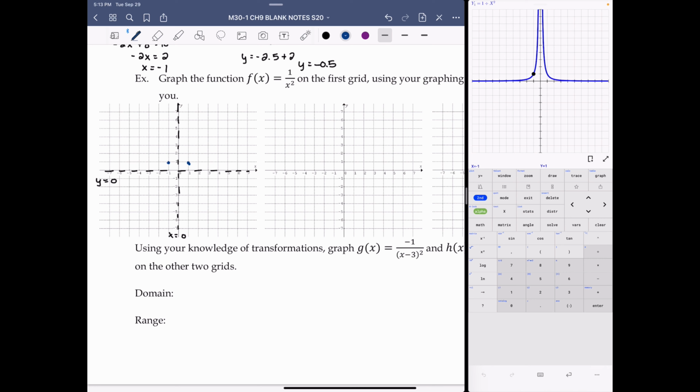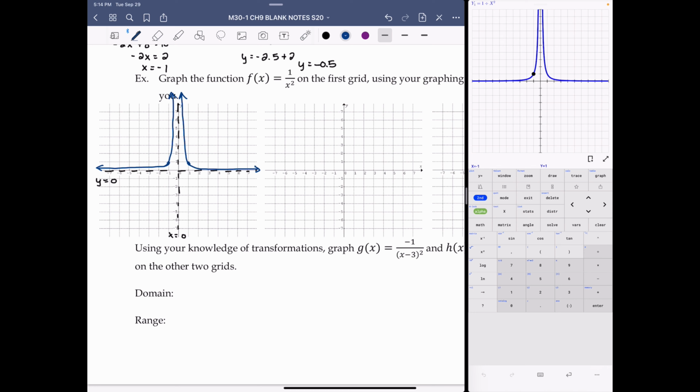And then we can draw our function. It's going to get really close to the vertical asymptote. It's going to come down and go through that point. It's going to get really close to the horizontal asymptote. And then same thing on the left side. It's going to get really close to that vertical asymptote, come down, go through this point, and then get really close to the horizontal asymptote.